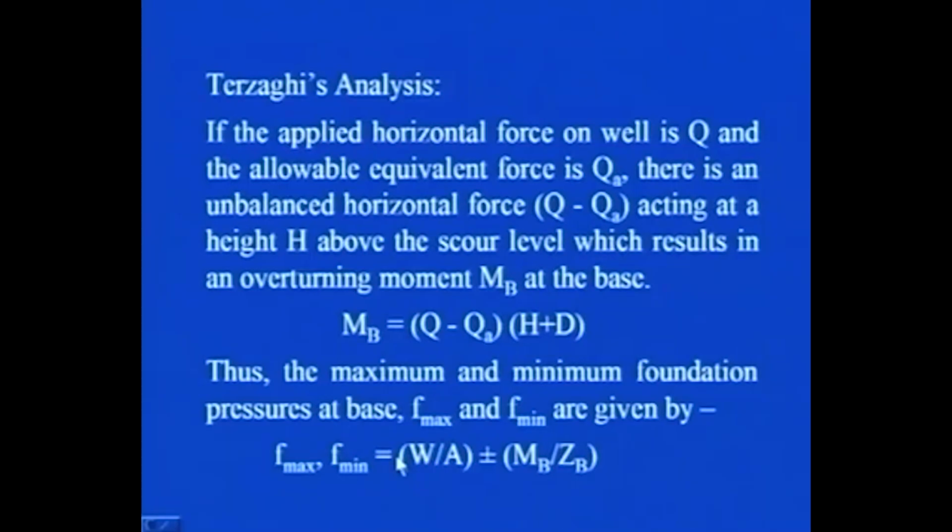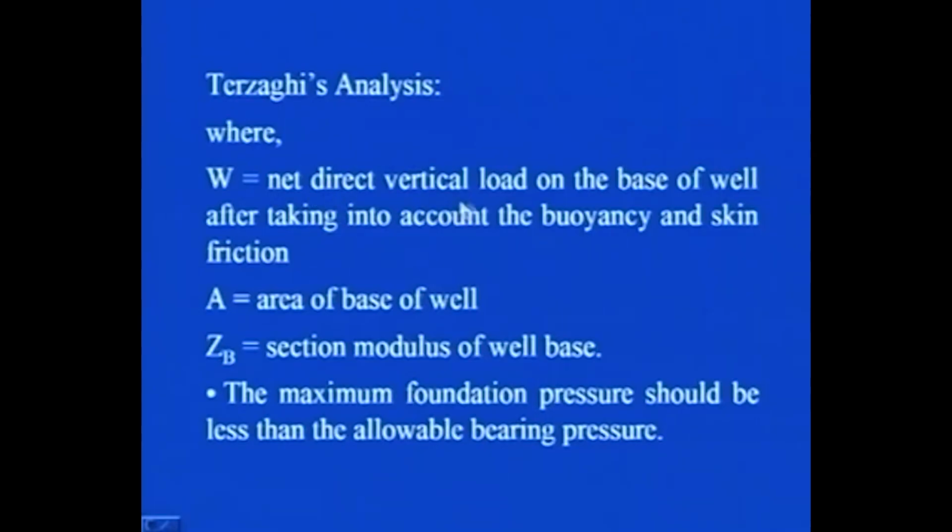As I told you in the last class, these pressures should be within the permissible limit. So that is why it is essential to know the magnitude of these stresses, the maximum and minimum one. Here W is the net direct vertical load on the base of the well after taking into account the buoyancy and skin friction. A is the area of the base of the well.